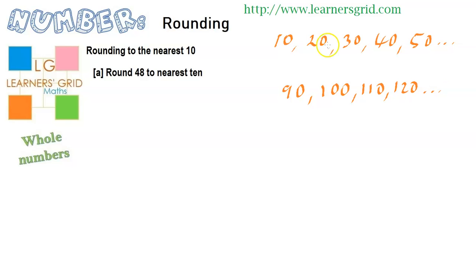Now, it's closest to which 10? Is it closer to 10, 20, 30, 40, 50, whatever? That's what we're trying to find out. There are a few ways that you can do it. So I'm going to show you the fastest way first. So if you have 48, rounding to the nearest 10 is your clue.